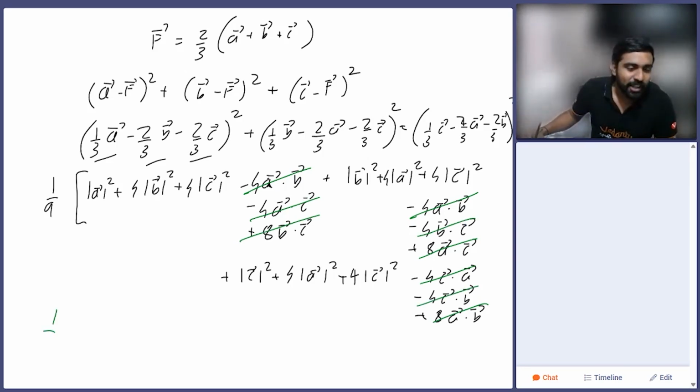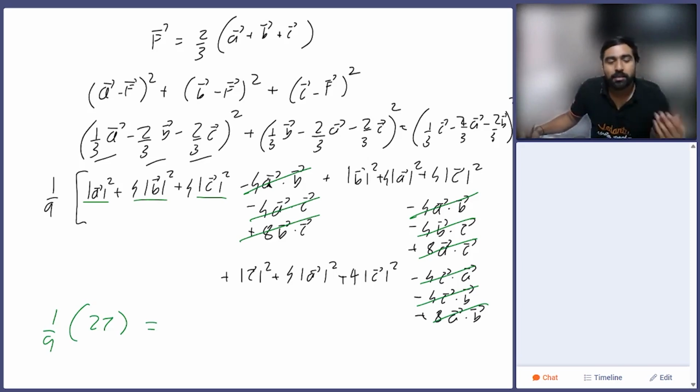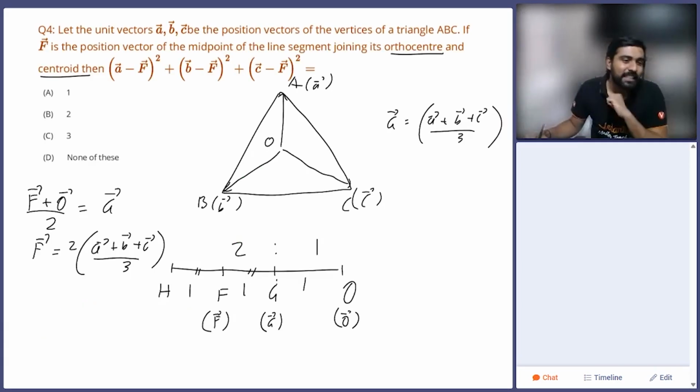Everything gets cancelled out. You simply have the magnitude squares. All of the vectors are unit vectors, so basically it is 1 plus 4 plus 4, which is 9, present 3 times. So basically 27, divided by 9. The final answer comes out as plain and simple 3. That's option C, the answer for this question.